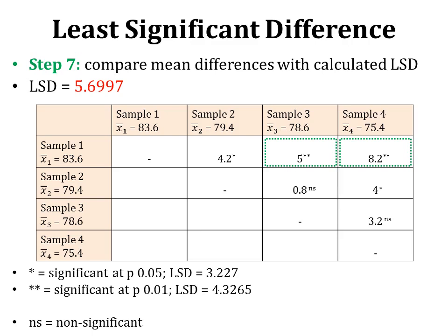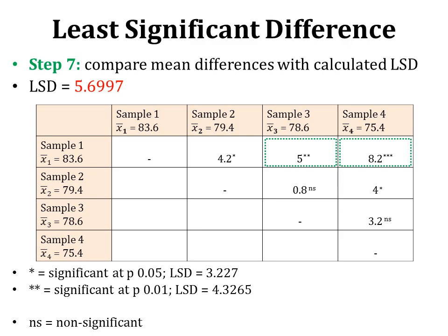So let's look at the first one, which is 5, and 5 is less than the calculated LSD at 0.001 level. So therefore we are not going to change this one, this is going to remain the same. The next one is 8.2, which is the difference between sample number 1 and sample number 4. This was also significant at 0.01, and let's see if it is higher or less here. So it is greater than LSD at 0.001. Therefore, we are going to add another asterisk over here.